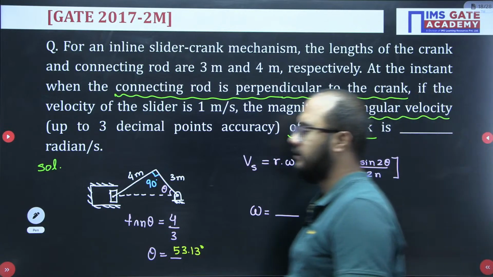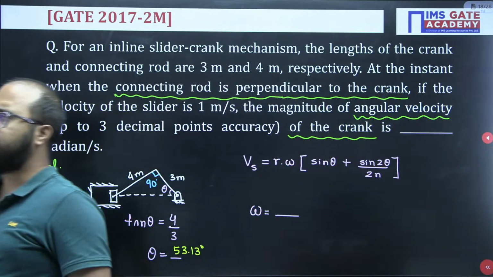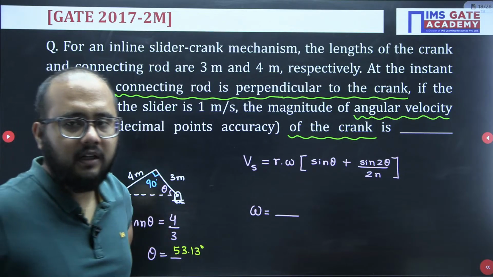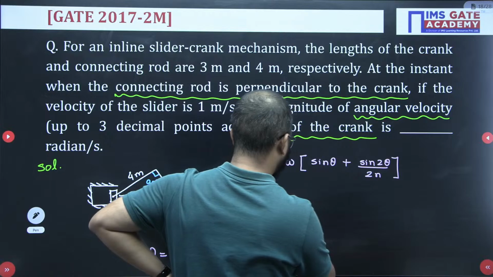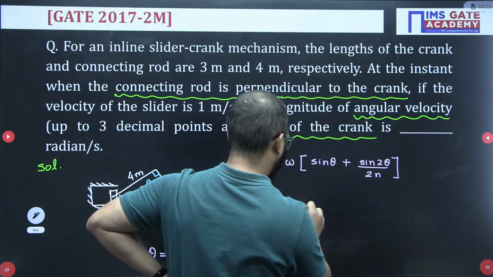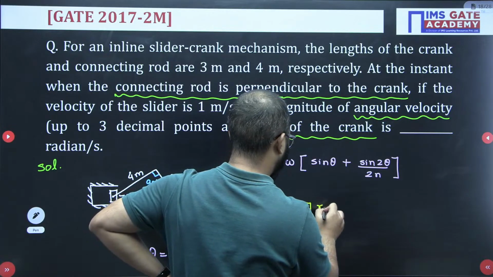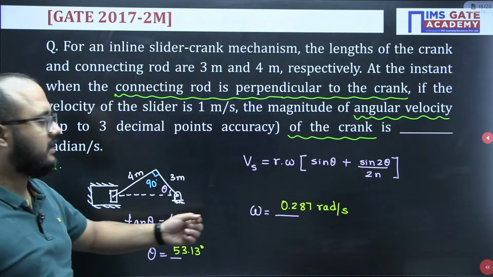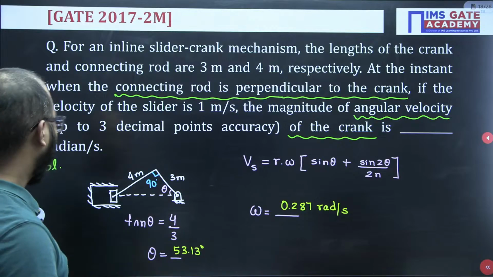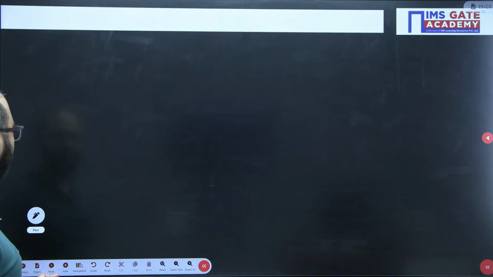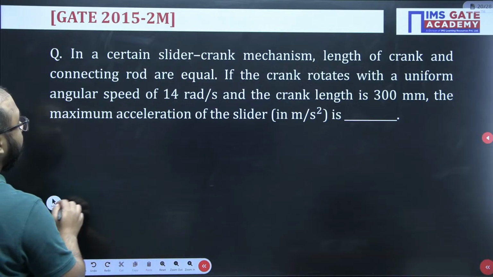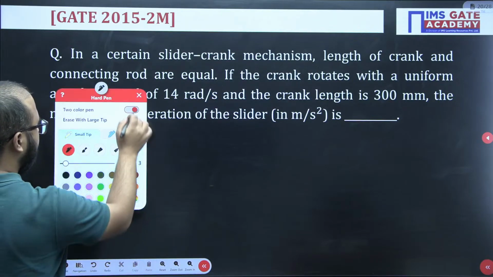So those basic calculations we need to do, right? 0.287 will be the answer. 0.287 radian per second. This will be the answer here. Now moving to one more problem. Yes, this one. So let us try this problem also. Again 2015, 2 marks.